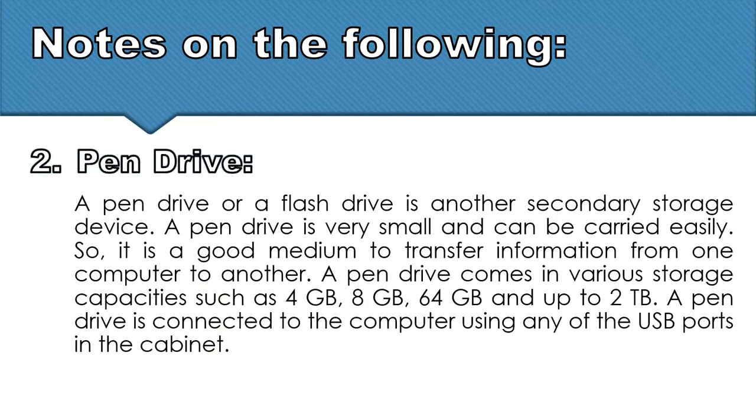Then we come to the next note that I've given, a pen drive. A pen drive or a flash drive is another secondary storage device, so you can give it as an example of a secondary storage device. A pen drive is very small and can be carried easily, so it is very portable. It is a good medium to transfer information from one computer to another. A pen drive comes in various storage capacities such as 4 GB, 8 GB, 64 GB, and up to 2 TB, which is the highest capacity. A pen drive is connected to the computer using any of the USB ports in the cabinet.